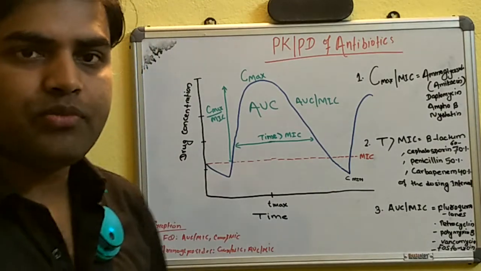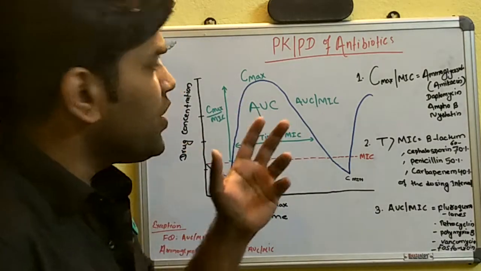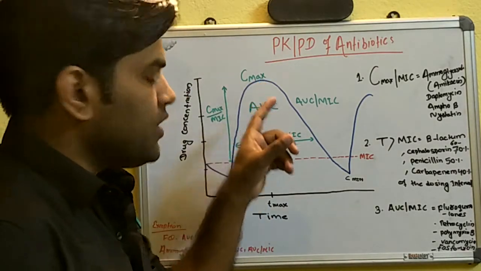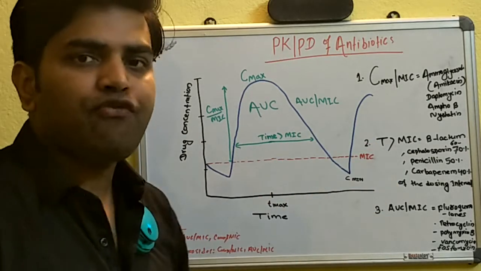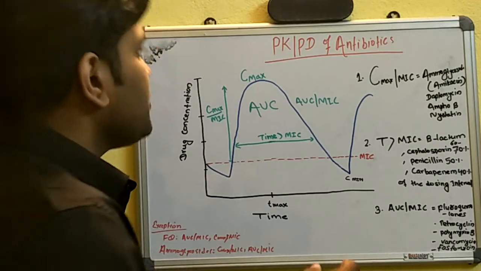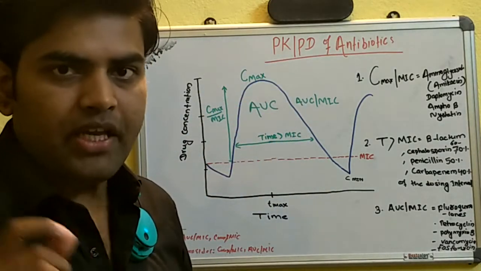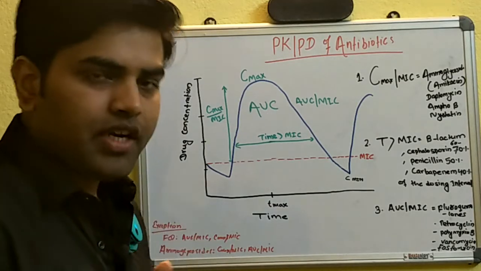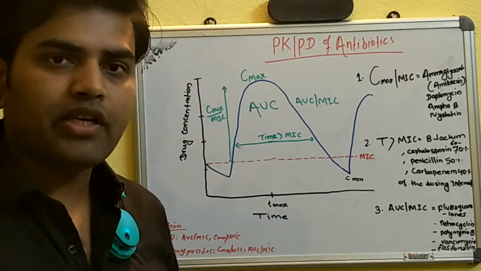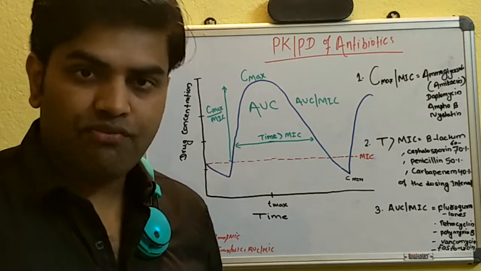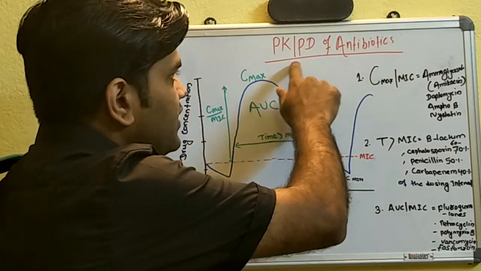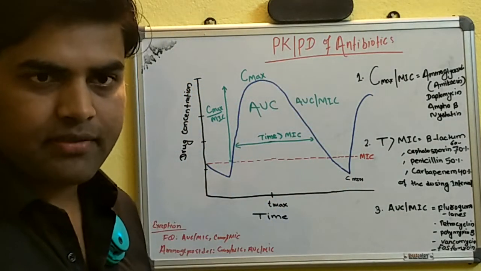Hello friends, today we'll be discussing the PK/PD parameters of antibiotics. Initially, antibiotic dosing and frequency of interval were determined by pharmacokinetic (PK) parameters only. But in recent years, there has been a lot of investigation, a lot of publication, and a lot of advantage found after understanding both PK and PD, that is, the pharmacokinetics and pharmacodynamics of antibiotics.